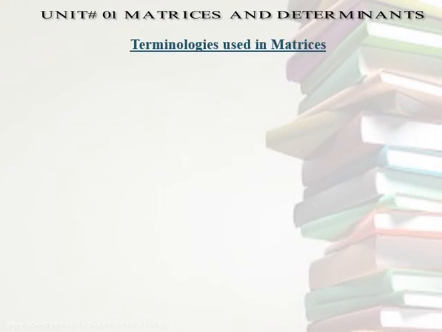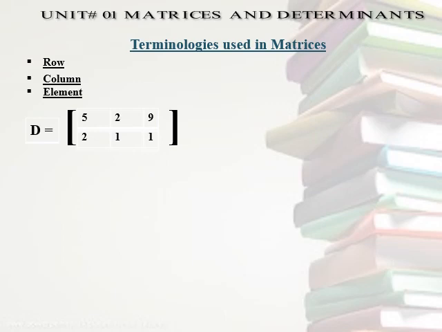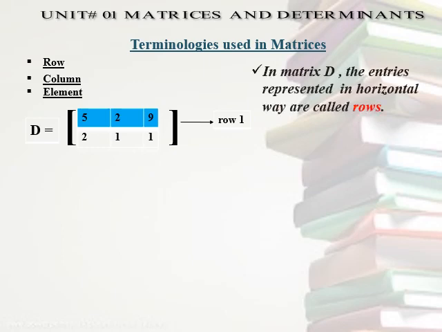We use different terminologies in matrices. These are rows, column, and element. I am taking this matrix D as an example to show you the concept of these terminologies. Let me show you rows first and then columns. This is our first row of matrix D, as I have highlighted entries in horizontal way. So, the entries represented in horizontal way are called rows.